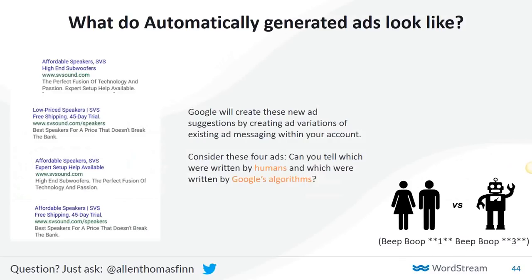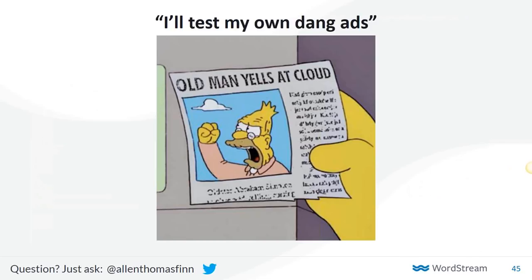So as you can see, they look very much as though they were written by a human being. They make good enough sense, but they don't really have enough variation that I would call them truly testable in terms of text ads. I like a bigger disparity between what I'm trying to generate a response out of. And that's why I take the stance that I'd rather test my own ads than allow Google to generate some algorithmically for me.